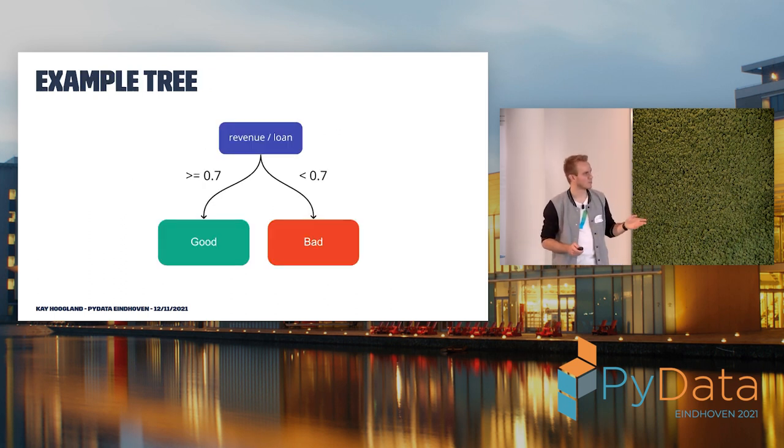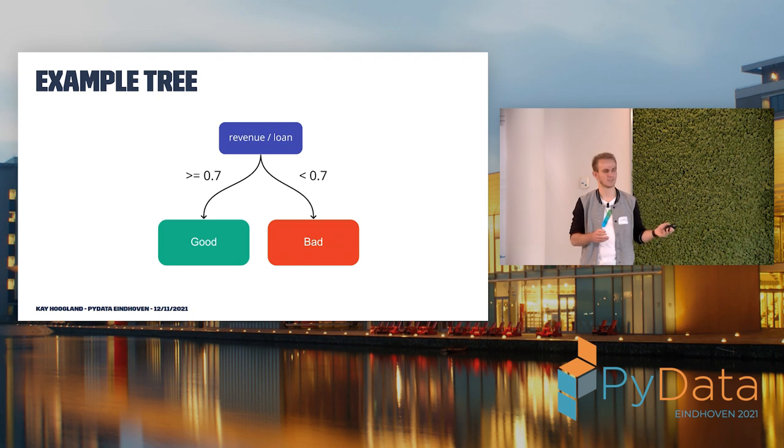So what does a tree look like? Well, for example, you have the revenue that they're making divided by the loan that we provide them with. If that's bigger than 0.7, then that's a good thing. But if it's below 0.7, then that's bad. And the tree comes up with this itself, of course. And this is something that you can bring back to Patrick, saying, well, statistically, this is the best cutoff for this feature to decide if a client or a review is good or bad. What do you think?